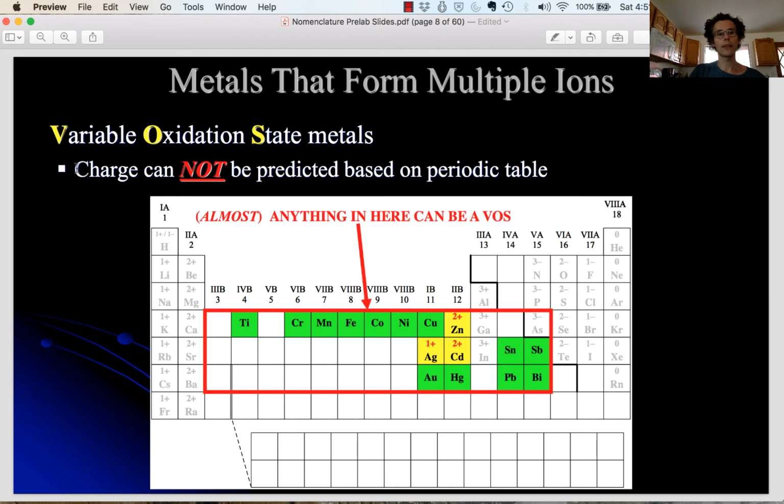Really important, you can't predict the charge on variably charged metals or variable oxidation state metals. You could think of oxidation state as kind of just being charged right now. You can't predict the charge on these metals by looking at the periodic table. It's really important to know. You're going to have to figure it out based on what else they're bonded to, which we haven't talked about yet. But for now, just know you can't predict them based on where they are.